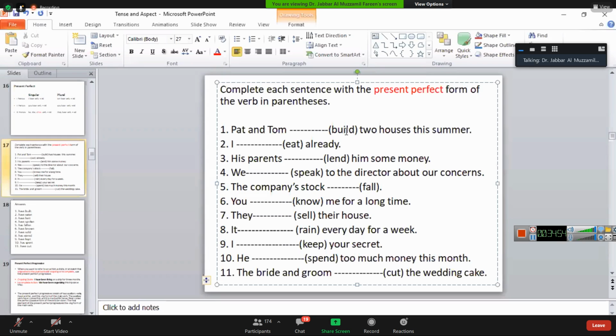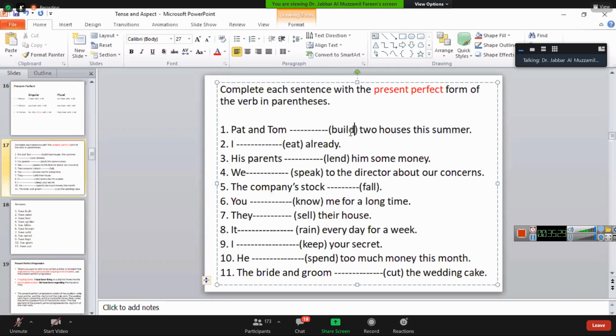Pat and Tom dash houses. What is the answer here? Whenever perfect comes, there should be have or has or had. So being present, it should be has or have. Being there are two nouns, it should go for plural. So what should be the answer? Pat and Tom have built two houses this summer. Have built.